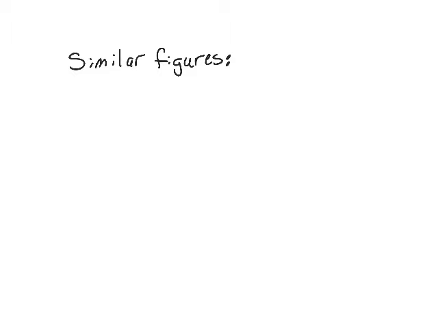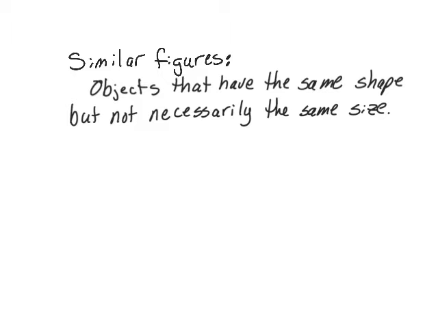So let's define what we mean by similar figures. Similar figures are objects that have the same shape but not necessarily the same size. They can be rotated, they can be flipped, they can be translated, but the general shape stays the same. Now they can have the same size because congruent figures are automatically similar to each other, but normally one is going to be bigger than the other.